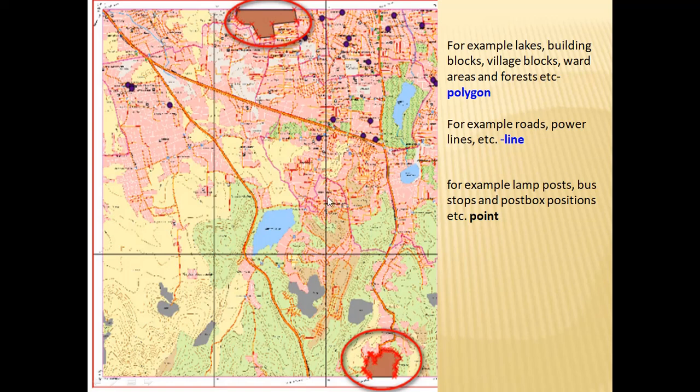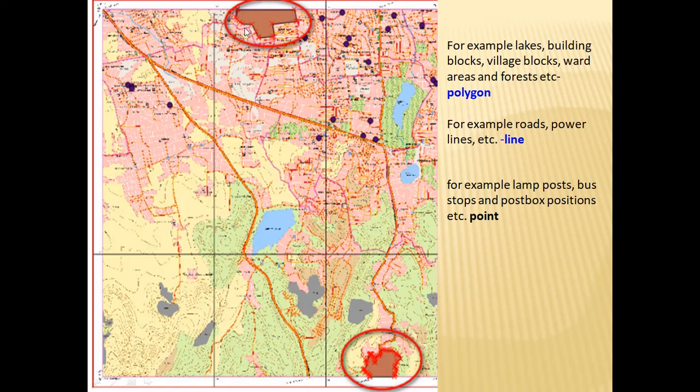If you find any small huts, temples, post office, bus stop, like that, then you can take the point tool from the software, and you can assign the points on the image.